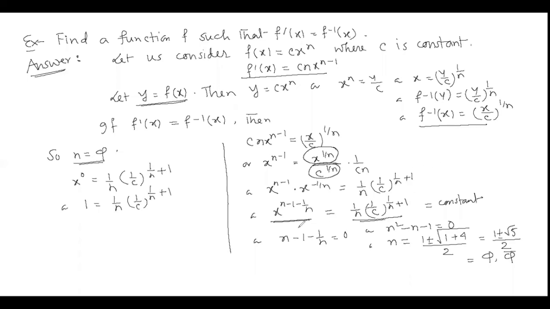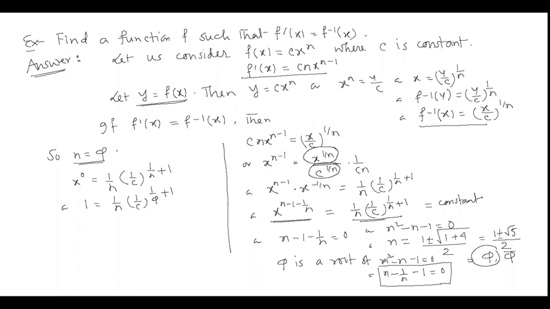Now if n is equal to phi, this value 1/n plus 1 will become 1/phi plus 1. Now what is phi? Phi is a root of n square minus n minus 1 equal to 0, or if we divide by n, we'll get n minus 1/n minus 1 equal to 0. So phi is a root of this equation.